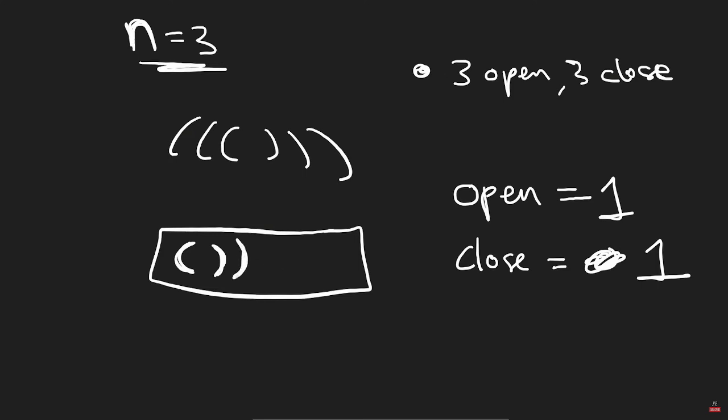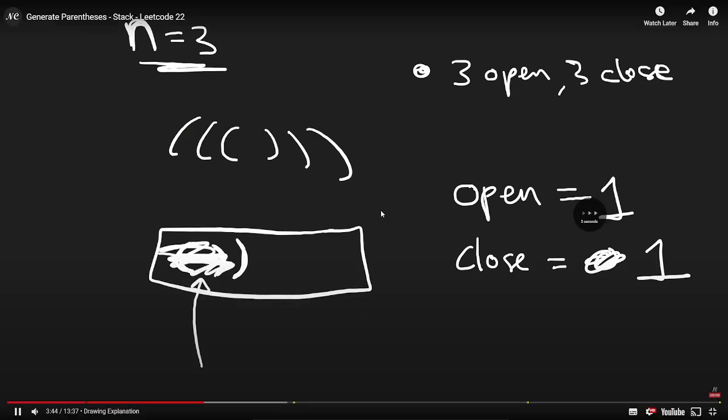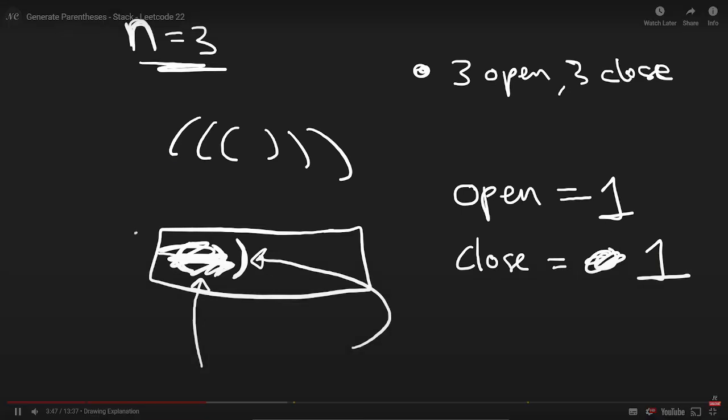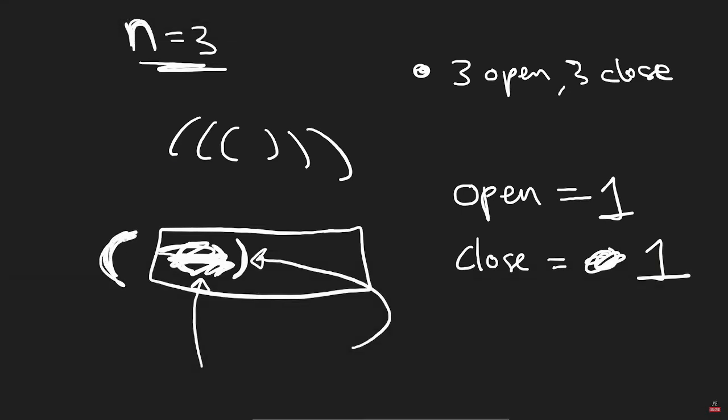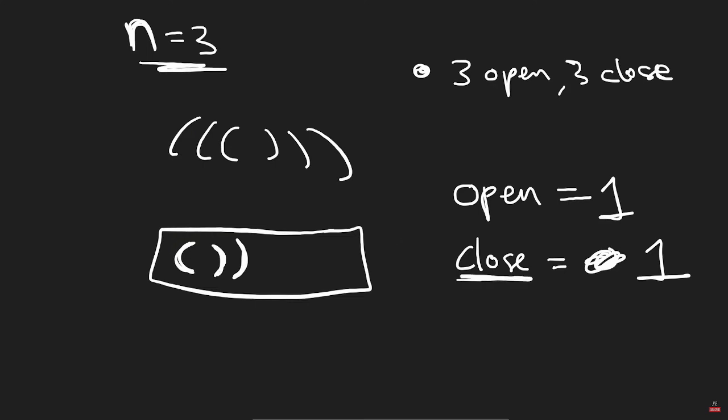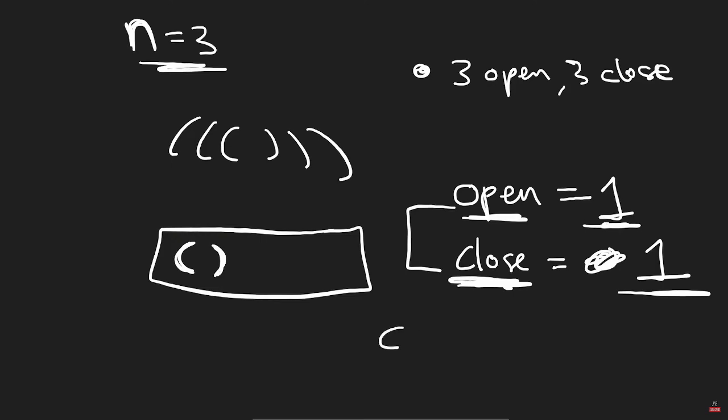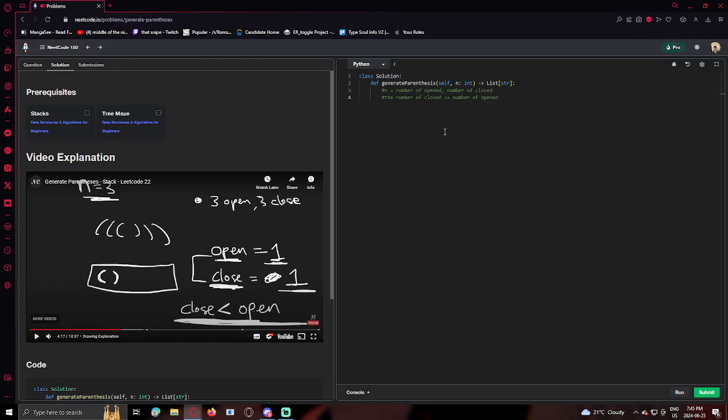Now, what about a closing parenthesis? Can I add a closing parenthesis right now? No, because this closing parenthesis will never have a matching open parenthesis to the left of it, so we can't add it. And how would you figure that out from code? Well, just take a look at the counts we have so far. Before we add the parenthesis, we have a count of 1 for closed and a count of 1 for open. Basically, what this tells us is that we can only add a closing parenthesis if the count of closing parentheses is less than the open count.